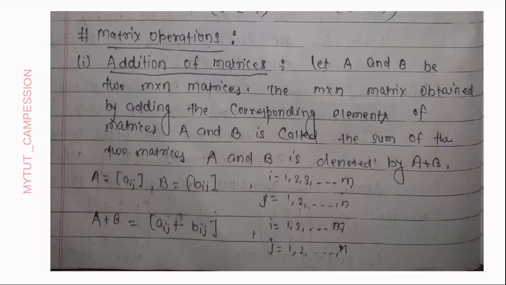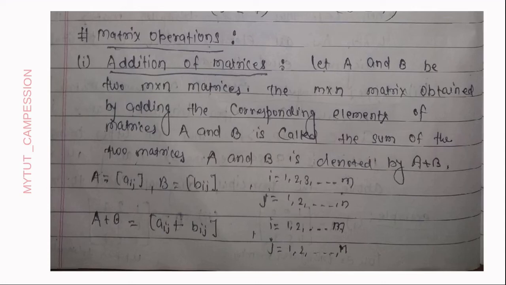First we need to understand when we can perform addition on matrices: when the orders of the two matrices or three matrices are the same. When the orders of the matrices are the same, then we can perform matrix addition. Here we take two matrices.